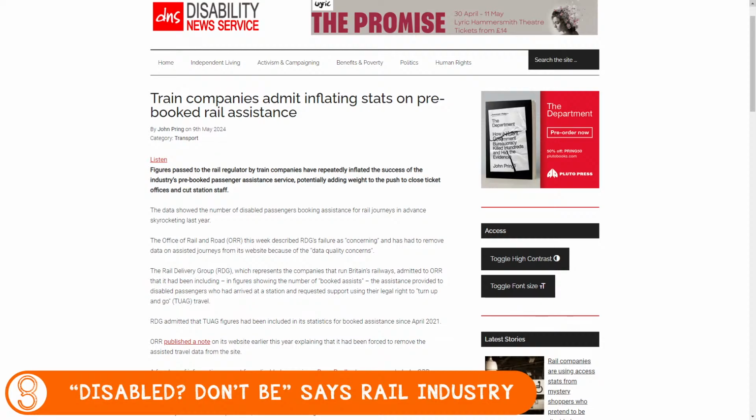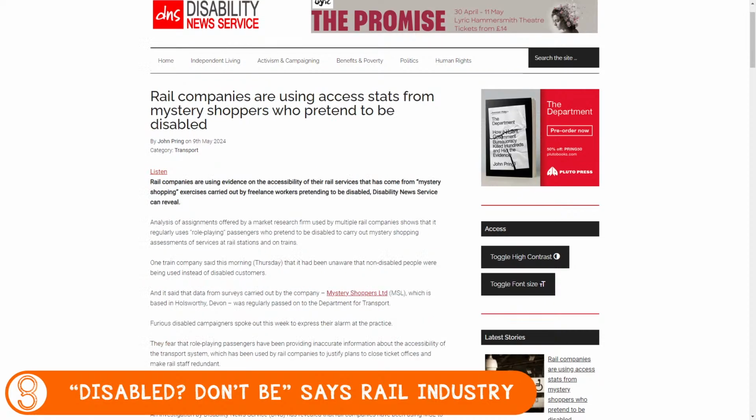Number one. Number two is more insidious. And this is the fact that rail companies have been using access statistics from mystery shoppers who, and I'm just going to highlight this, pretend to be disabled. So rail companies are using evidence on the accessibility of their rail service that has come from, in inverted commas, mystery shopping exercises carried out by freelance workers pretending to be disabled. This is, on a number of levels, absolutely heinous. What on earth are they thinking?